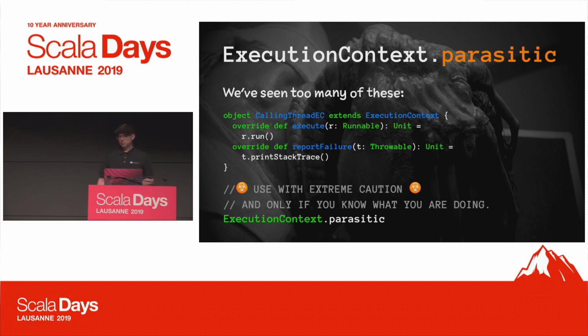But also, I've seen a lot of these implementations of calling thread execution contexts over the years. At first, I sort of tried to ignore it. At first, I told people not to do it. And then I started ignoring it. And then I figured, well, if they're going to do it, then I might as well just add something which isn't broken, at least. So I want to warn you, don't use it unless you really know what you're doing. But if you know what you're doing, use this rather than rolling your own.